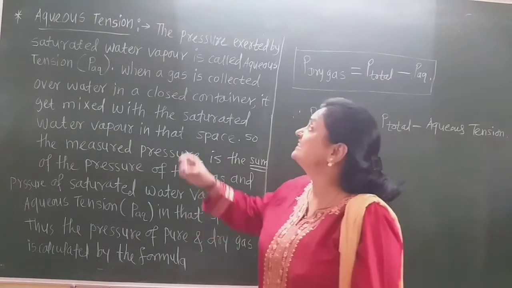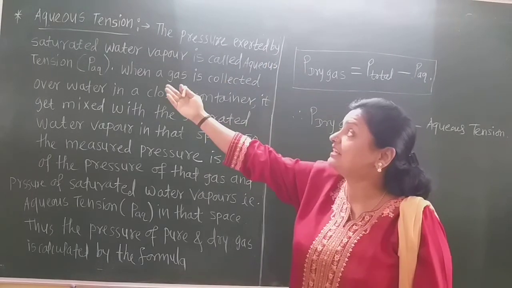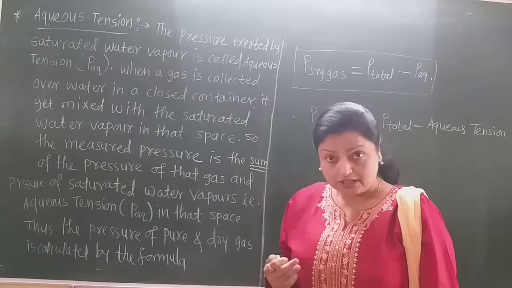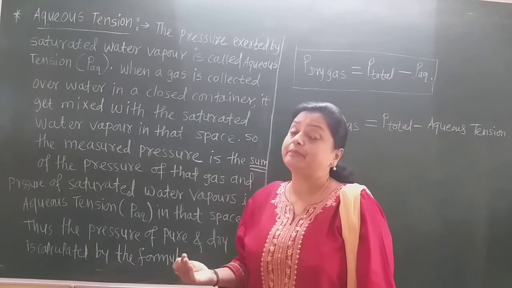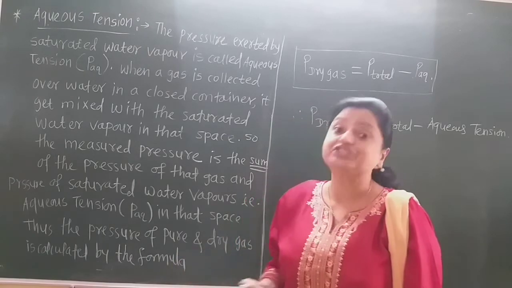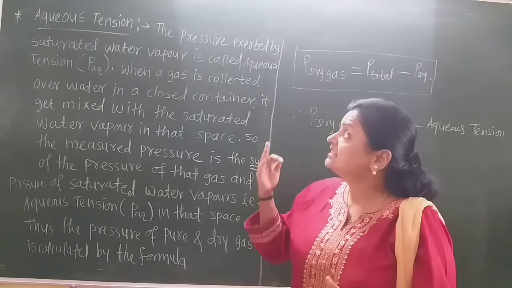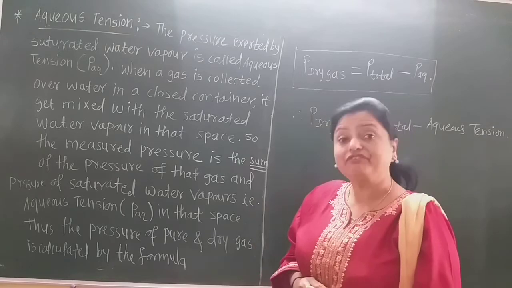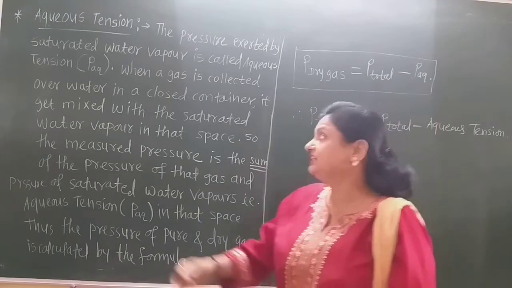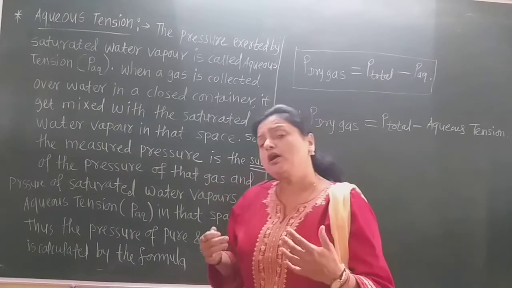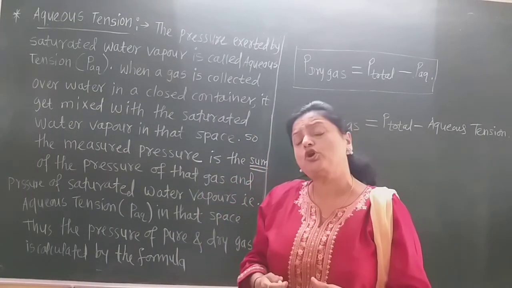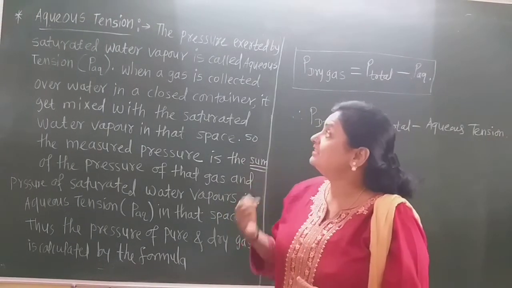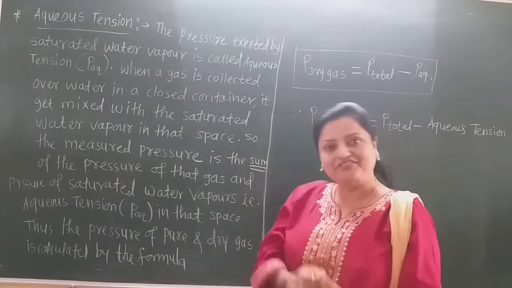Aqueous tension is nothing but the pressure exerted by the saturated water vapors, that is, maximum water vapors exert the maximum vapor pressure on the surface of the water, and that maximum water vapor pressure is called the saturated water vapor pressure. The pressure exerted by the saturated water vapor is called the aqueous tension and is given as P aqueous. So aqueous tension is nothing but the vapor pressure of the saturated water vapors.